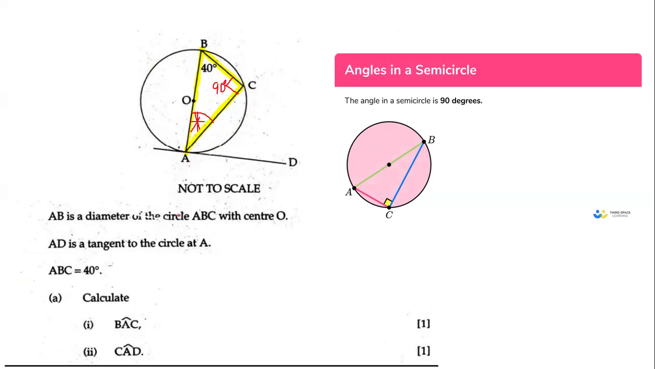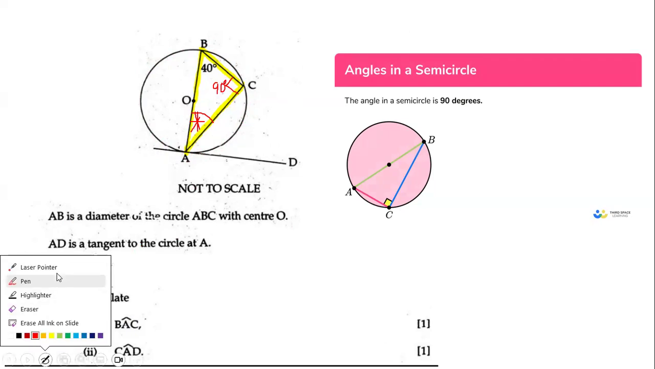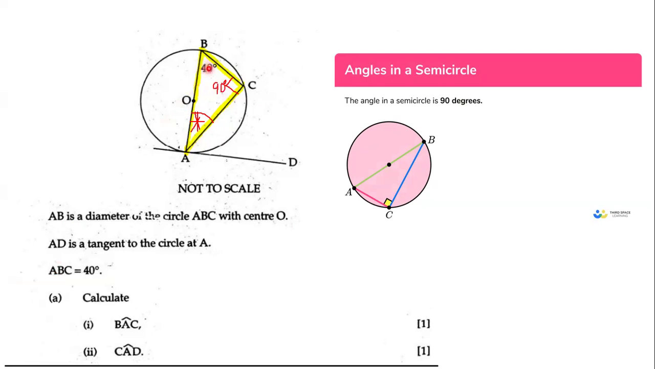Seeing that this is 90 degrees, well, what can we do? Well, this is 90 degrees, this is 40 degrees, and this is the missing angle. And we also know that angles inside a triangle add up to 180 degrees. So that means that 90 plus 40 plus angle A must add up to 180 degrees. And so we are going to add 90 and 40 and subtract that sum from 180 degrees. And that's going to give us the size of angle A.